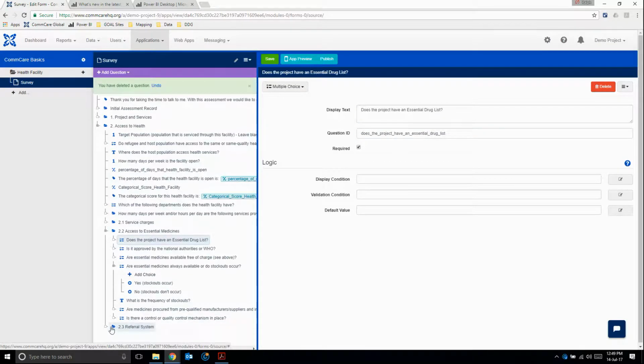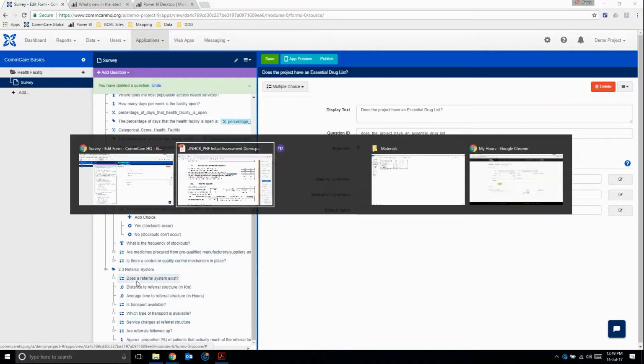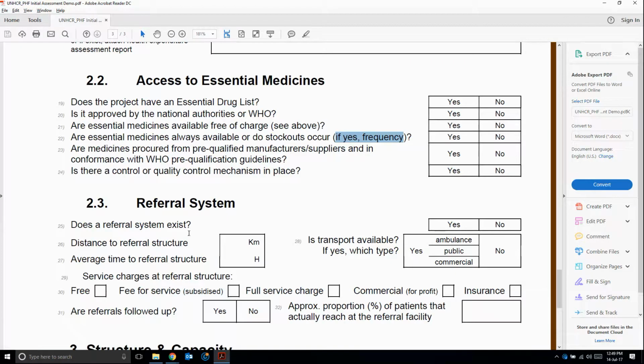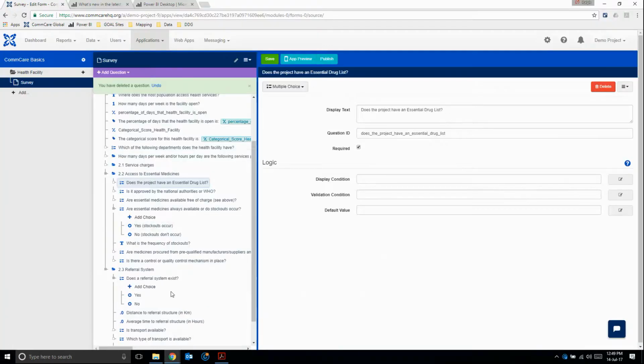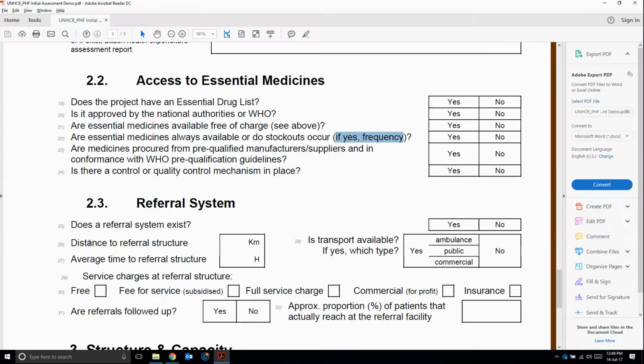Okay, then on to referral system. This subsection was a little bit trickier. So let's look at the first question. Does a referral system exist? Yes, no. Okay, very simple multiple choice question. Then the next two questions: distance to referral structure in kilometers and average time to referral structure in hours. Now, this kilometers and hours, it's important for our analysis as well as for the enumerators to know.